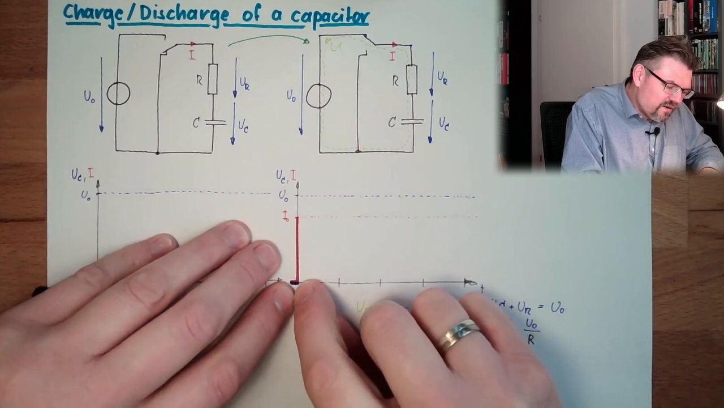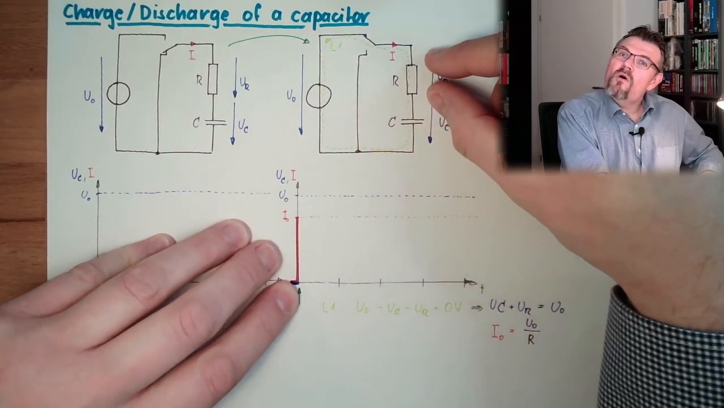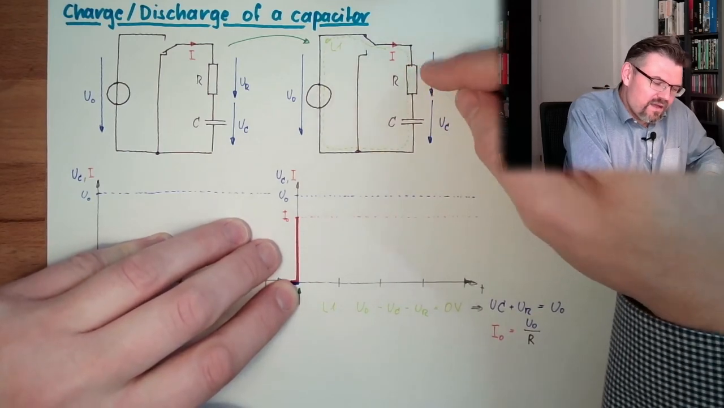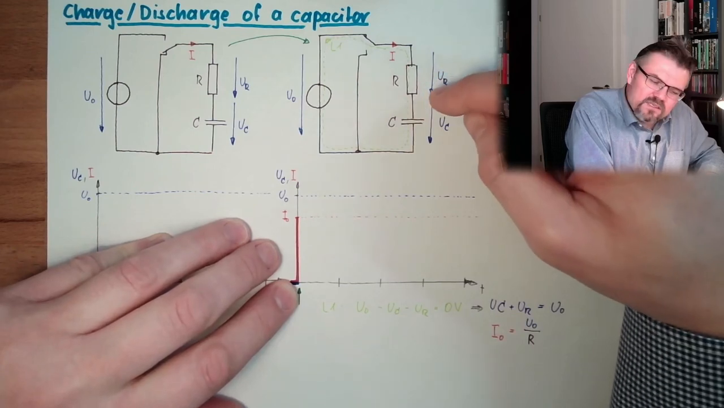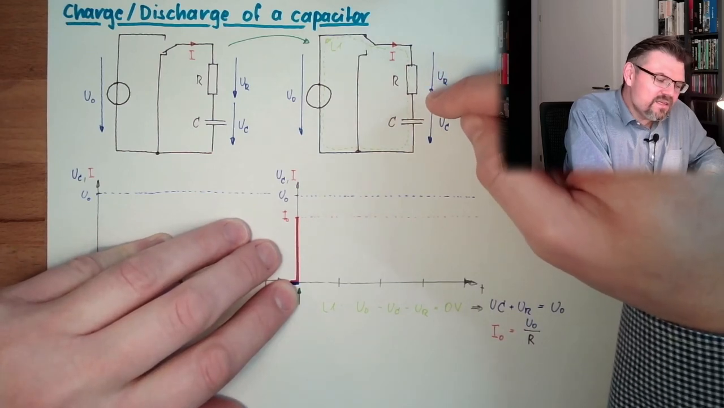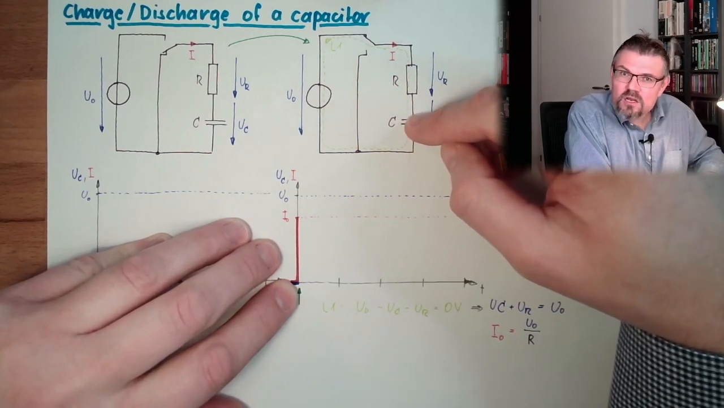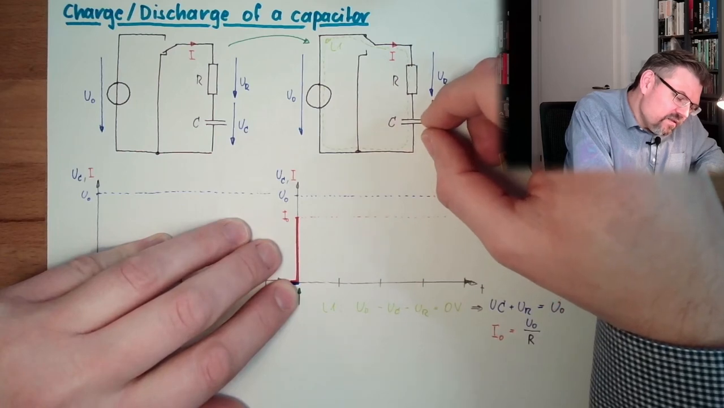So UC is starting to grow. If UC is growing, UR must be less. If UR is less, then also I must be less, because if there is less voltage at the resistance, I is less. This means the capacitor will still be charged, but slower.